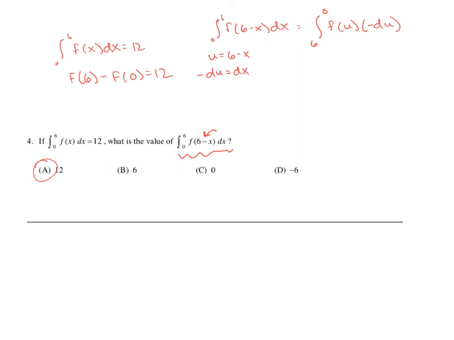So we saw this on an earlier problem in this packet. It might have been 2 problems ago, but to switch the 0 and the 6, it's going to become negative. And I'm going to take this negative and just bump it out in front. So those two negatives are going to cancel each other out. And again, if I were to take the antiderivative, this would be F of 6 minus F of 0. And we already know that that's equal to 12.